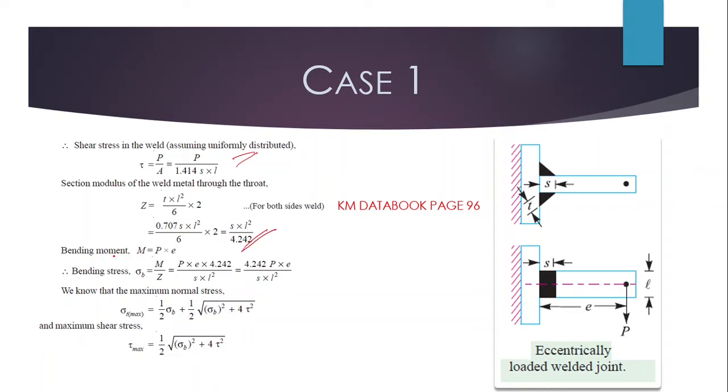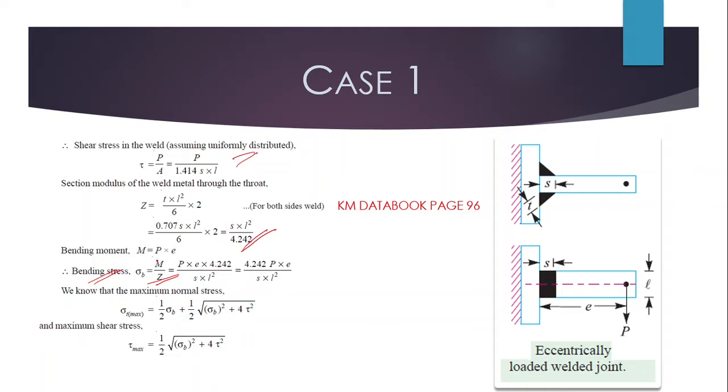Then bending moment is equal to P into E, and bending stress is equal to bending moment divided by section modulus. Then that is P into E into 4.242 divided by S L square.